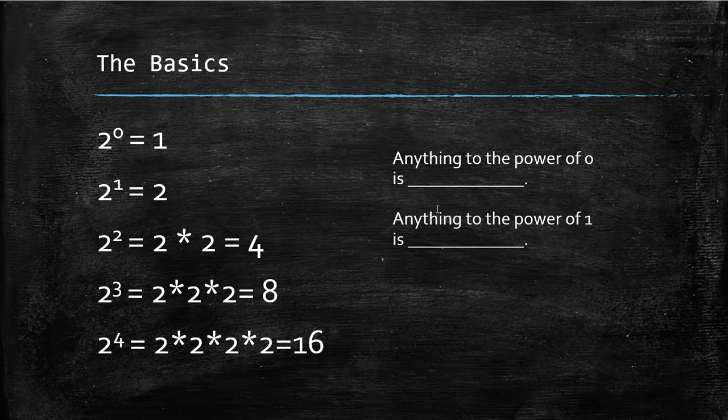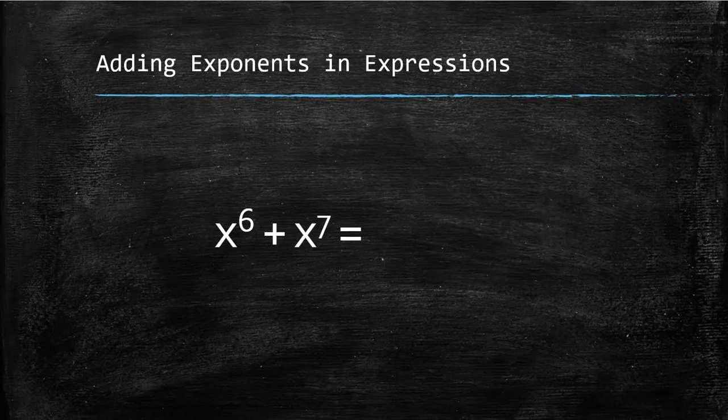So now that we looked at those basics, our basic understanding of how exponents work, I want to look at some very specific rules with you. So I'm going to start with how do we add exponents in an expression? And I want to give you a second to think about how we would do that. What is x to the 6th power plus x to the 7th power? So let me think about that for a moment.